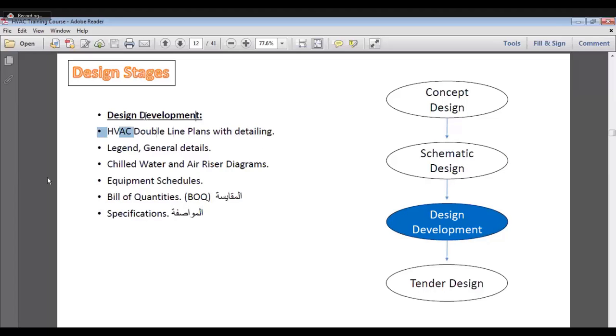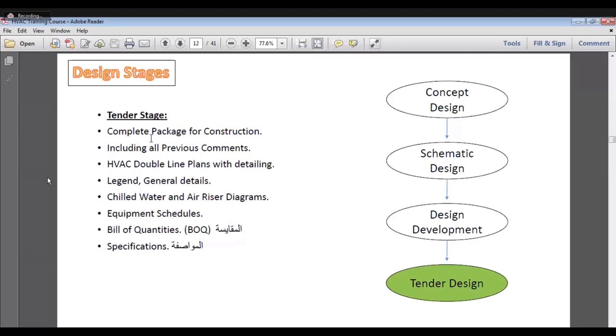Then comes the design development stage, where we provide many details about the building, including chilled water riser diagrams, and BQ. The last phase is the tender design, where we provide a complete package that will be used for construction drawings.